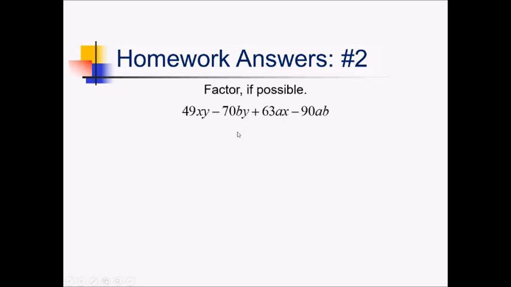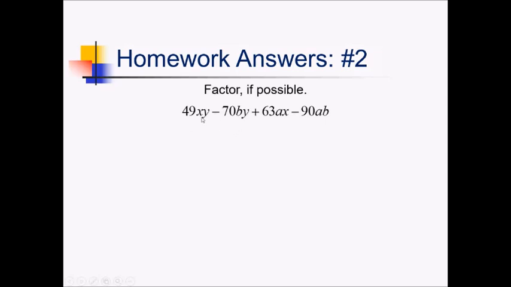So let's look at the ratios of the first two and the last two coefficients. First two coefficients, 49 to 70, if you divide both of those by 7, you've got a 7 to 10 ratio there. And now the next two, we have 63 and 90. Well, if you reduce those by 9, you also have a 7 to 10 ratio with those coefficients. So let's go ahead and use grouping.